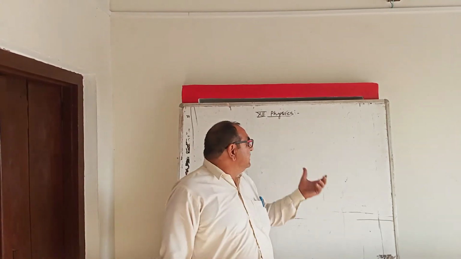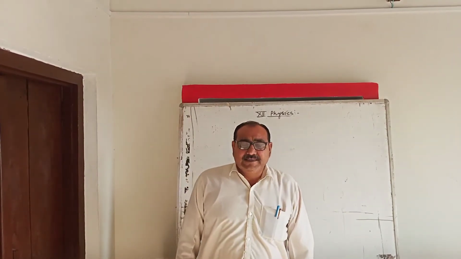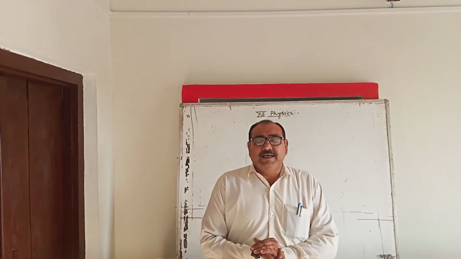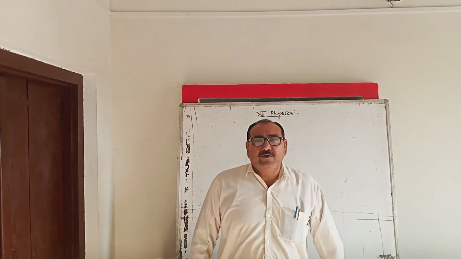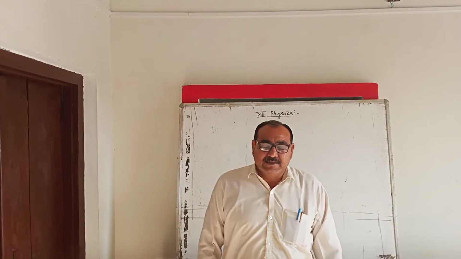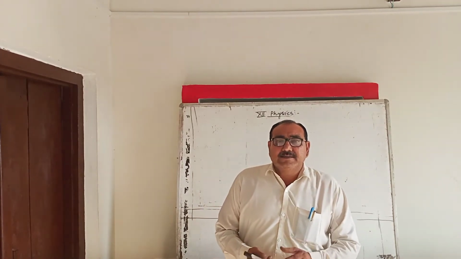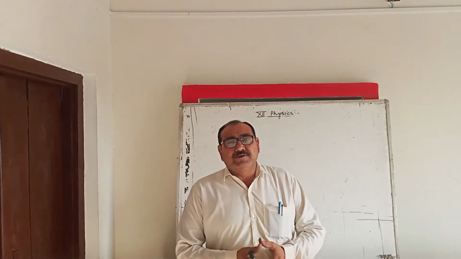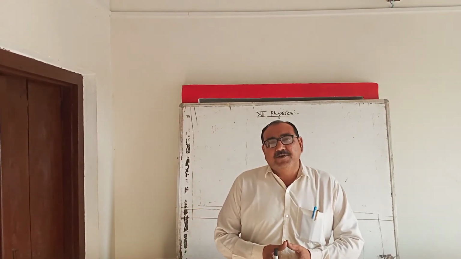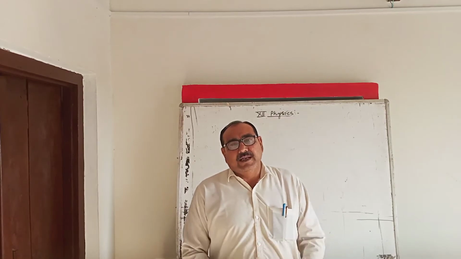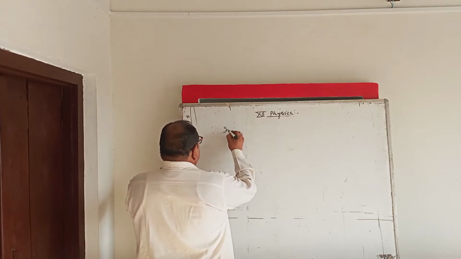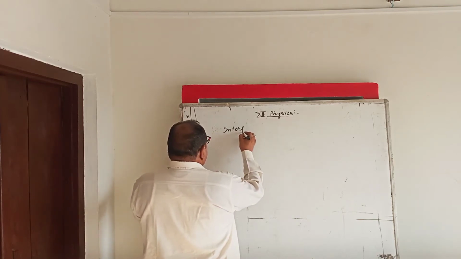Students, in this video, I will discuss interference of wave. What is the interference of wave? When two or more than two waves travel in a medium simultaneously, somewhere intensity becomes maximum and somewhere intensity becomes minimum. This phenomenon is called interference of light.